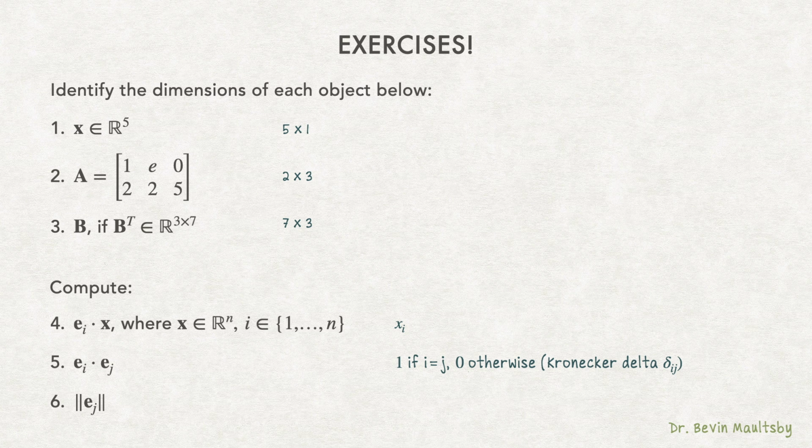This answer actually comes up enough in math that it has a special name. Anytime it's the case that if indices i and j are the same, the answer is 1, otherwise it's 0, you can describe that with the Kronecker delta, delta sub ij. So that delta takes the value 1 when i and j are the same, otherwise that delta is 0. And then what is the magnitude of any of our standard basis vectors? They are all unit length vectors, so they all have a magnitude of 1.